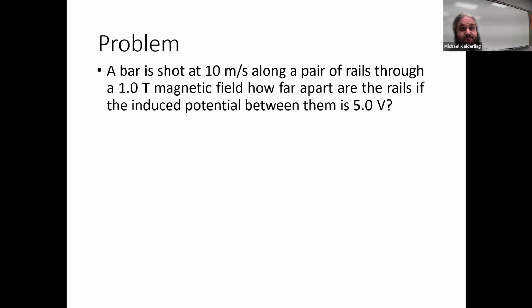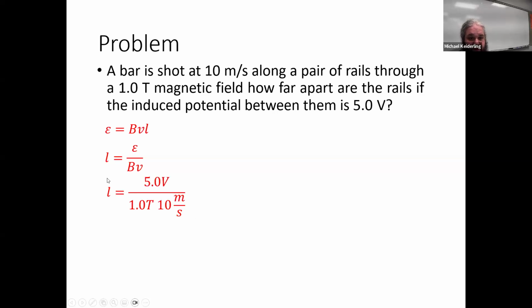So if a bar is shot at 10 meters per second along a pair of rails through a 1 Tesla magnetic field that it is perpendicular to, how far apart are the rails if the induced potential between them is 5 volts? Here, the EMF is the magnetic field times the velocity times the length. So the length is going to be the EMF divided by the magnetic field times the velocity. So 5 volts divided by 1 Tesla times 10 meters per second gives a length of 0.5 meters. It's half a meter long.